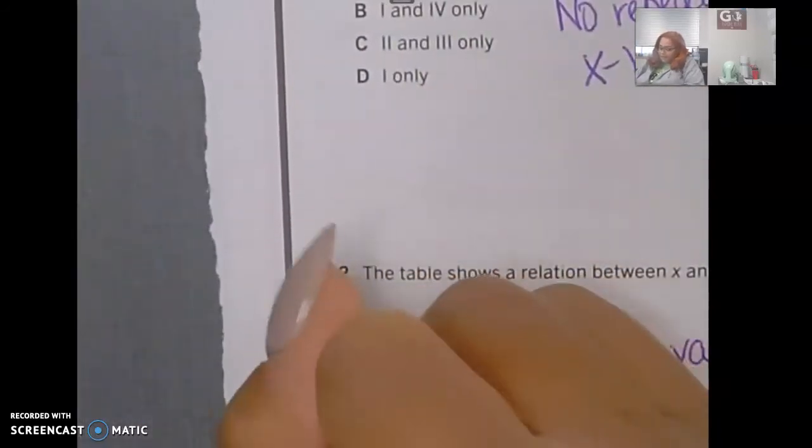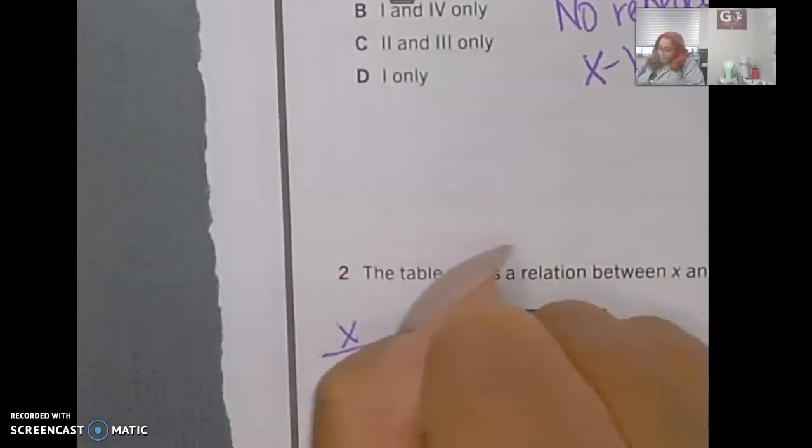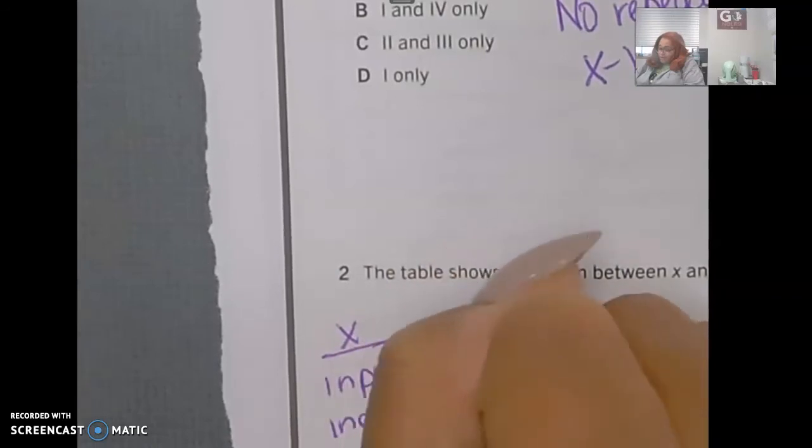X is the input, the independent. Jonah, that is too loud. I turned it on. I'm going to make you turn it off.